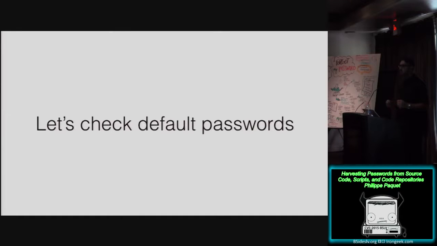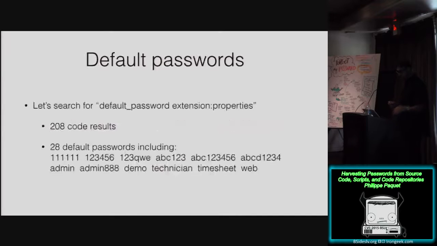Most of the time, they don't get changed. If you have a default password, the chances that your user are going to do something about it is very, very small unless they have to and you're obligating them to do so. So if we search in files that have an extension called properties for default password, we get about 208 code results, 28 default password, and some of them are going to look very, very familiar. Don't do that. It's not a good way to start the day.